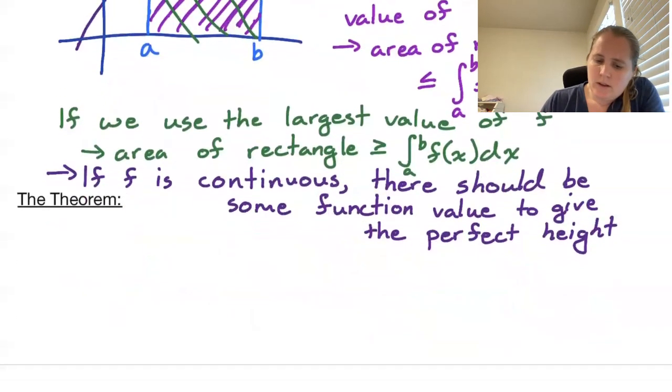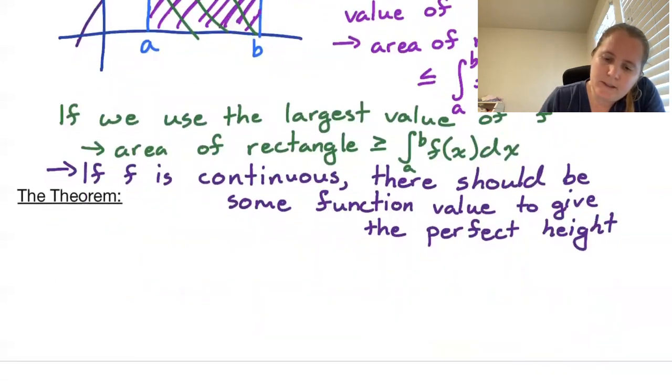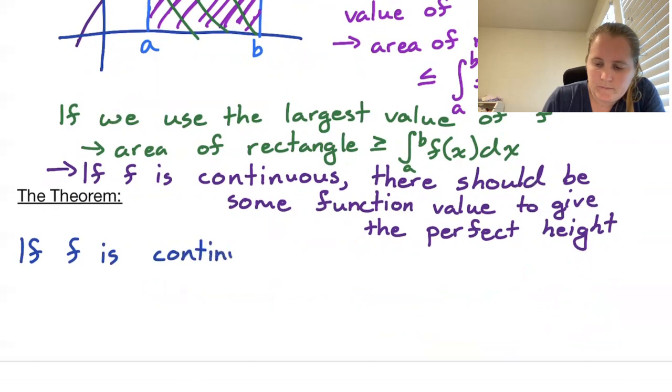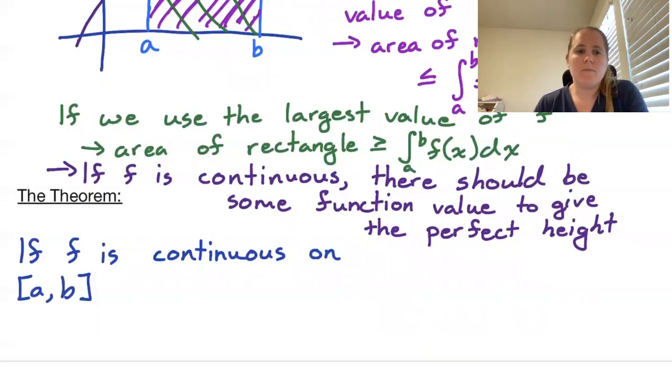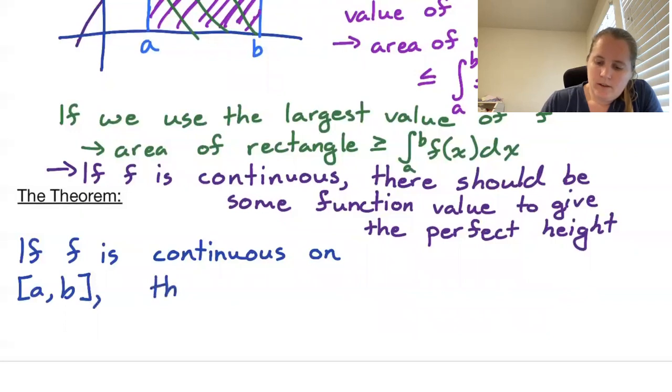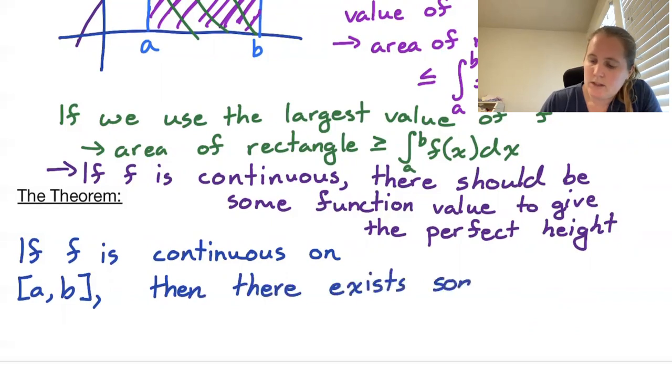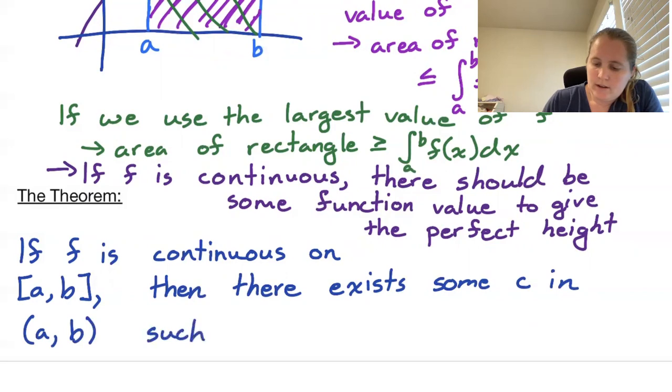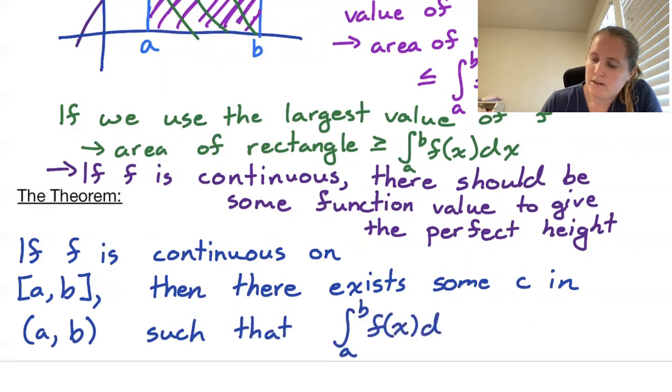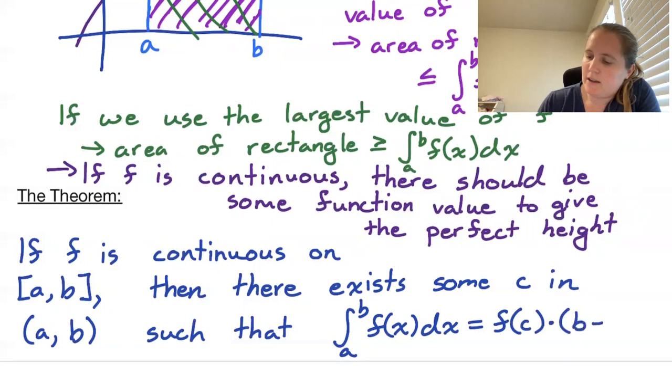So our theorem statement is that if f is continuous on the interval AB, then there exists some C in the open interval AB such that the definite integral from a to b of f of x dx is equal to f of c times b minus a.